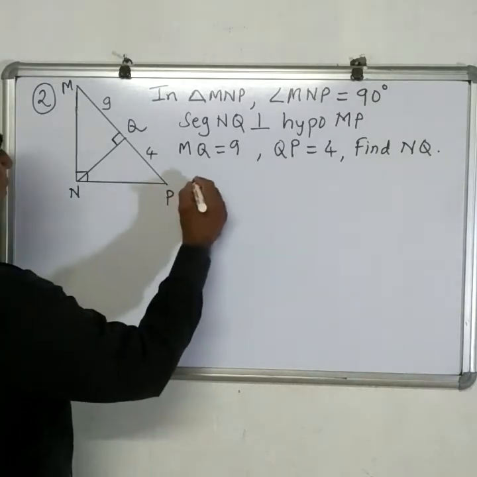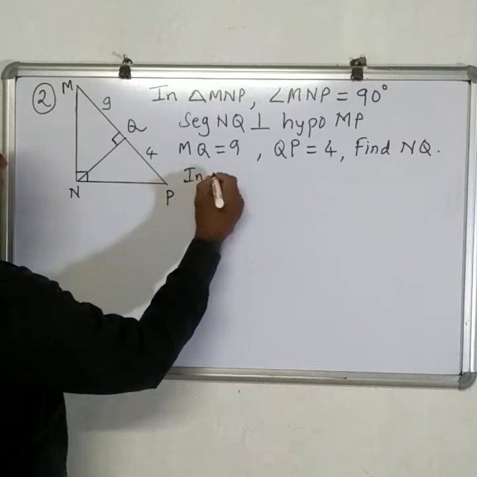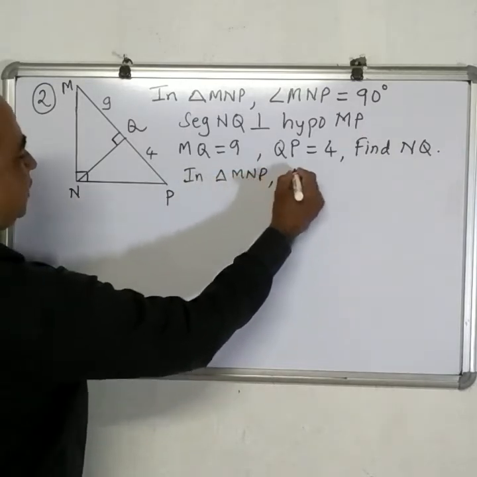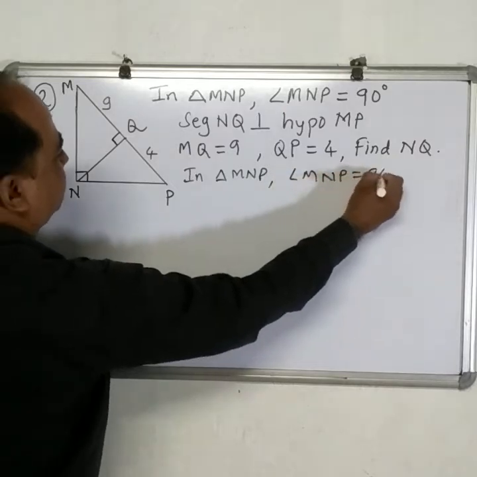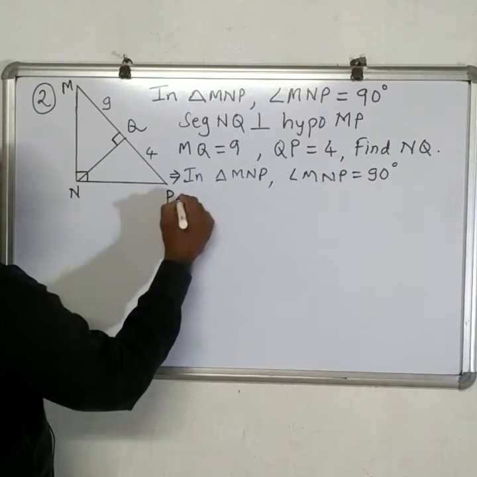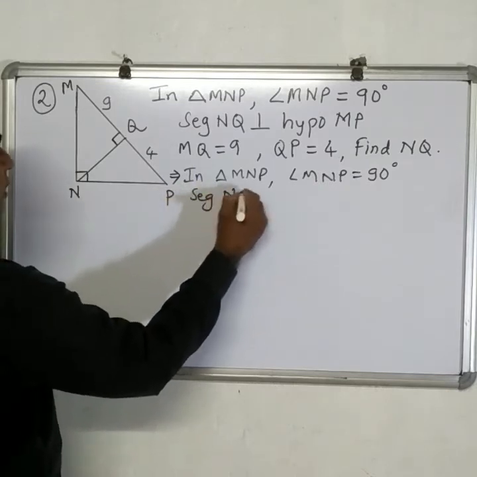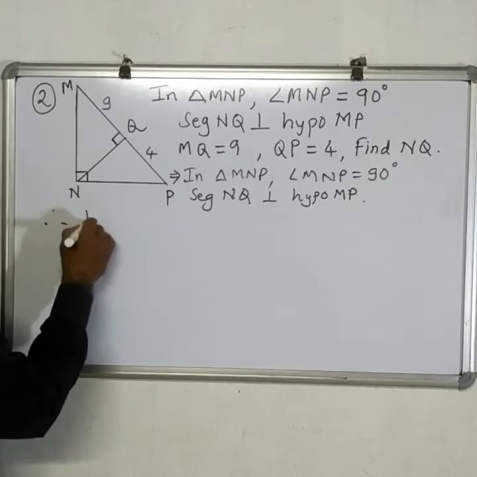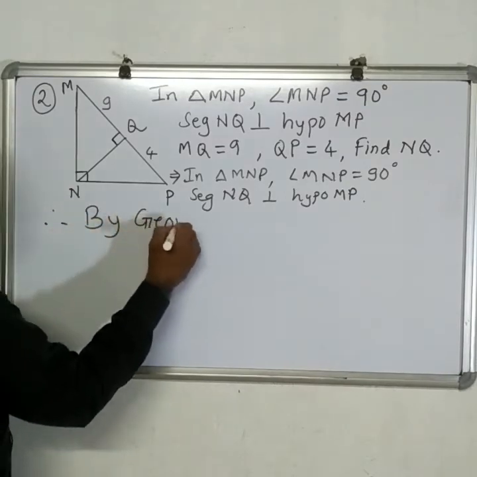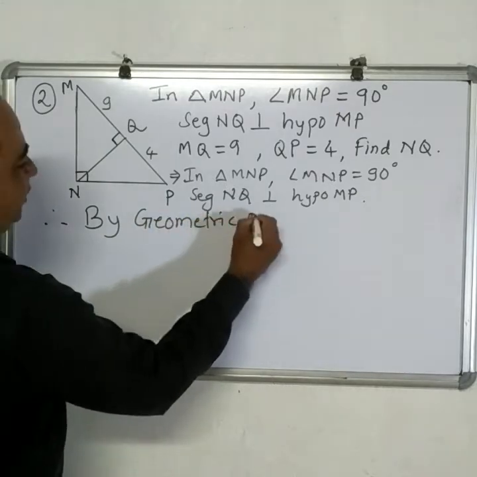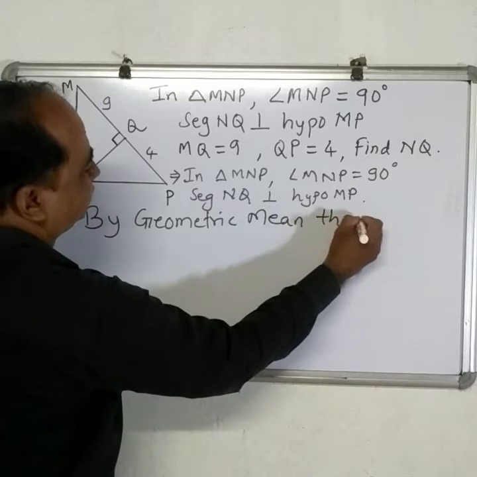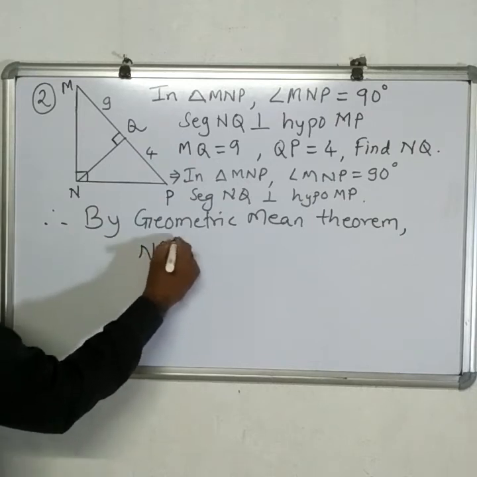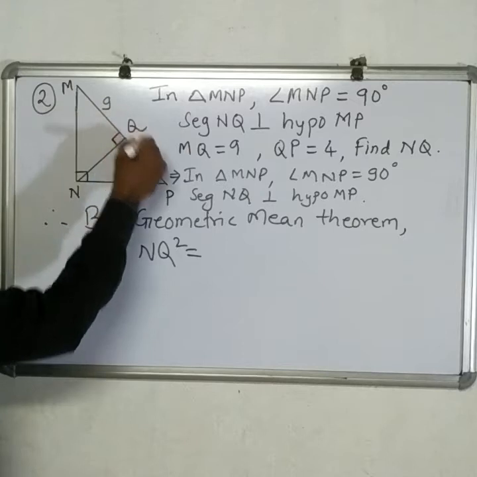So here in triangle MNP, angle MNP is equal to 90 degree and segment NQ is perpendicular to hypotenuse MT. Therefore, by the geometric mean theorem, NQ square is equal to MQ into QP.